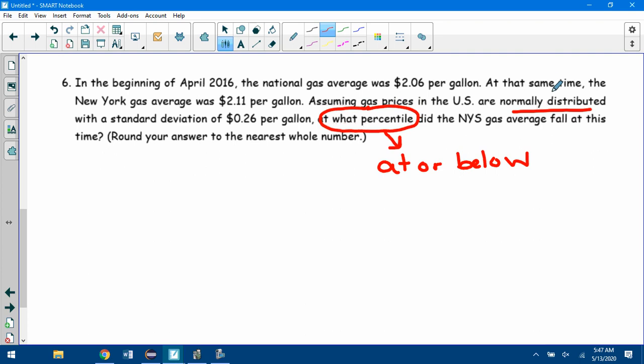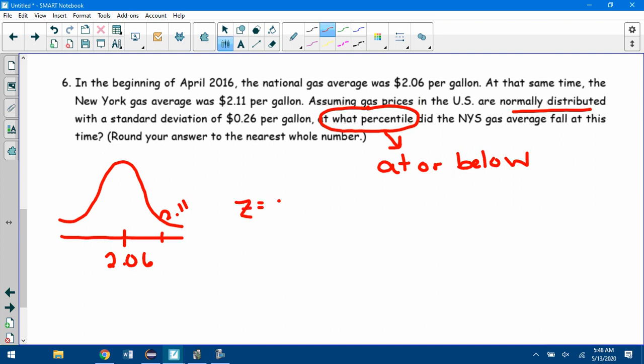Okay, so as soon as you see normally distributed, you want to draw your normal curve. In the middle of it, you want to put the average, which was 2.06. New York gas average was 2.11, so it's going to be up here somewhere. So your first step is to find the z-score. So observed is 2.11 minus the average, $2.06, divided by the standard deviation, 26 cents.